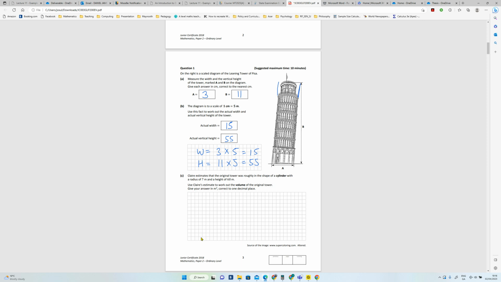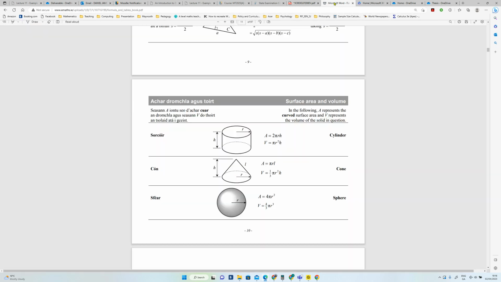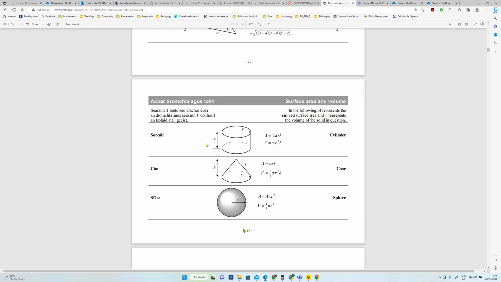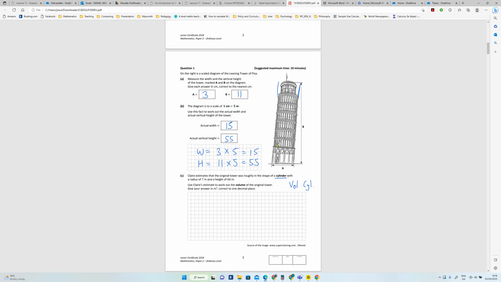So it's a cylinder, and what we want to get now is the formula for the volume of a cylinder. I have that open here. So this is your log table, on page 10 of the log tables, Irish on this side, English on that side. This is the formula here for volume of a cylinder: pi r squared h. So V equals pi r squared h.